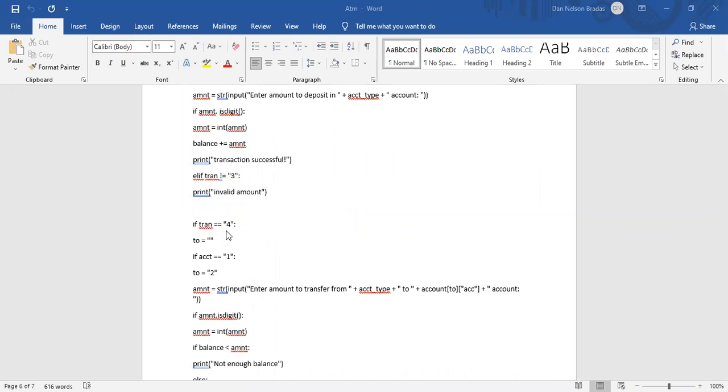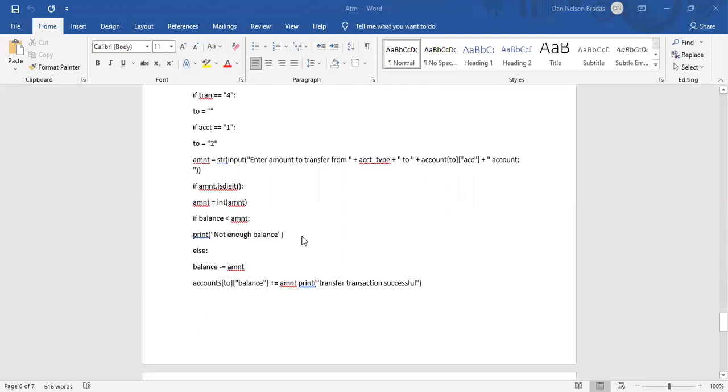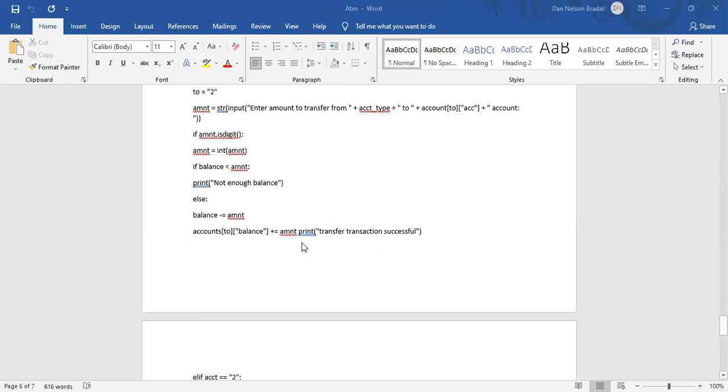If transaction is assigned 4, if account is assigned to 1, 2, amount is string input: enter the amount to transfer from account type to account, then input the selected account. If amount is digit inputted, amount is integer amount, and if balance is less than the amount, print not enough balance. Else, balance is decreased by the amount, to account balance, then print transfer transaction successful.